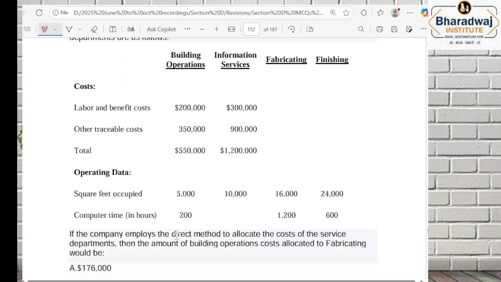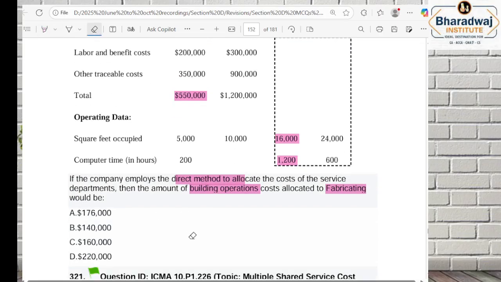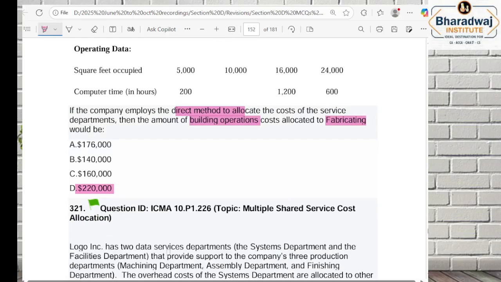320. Direct method allocated to cost service department. What amount of building operation cost allocated to fabrication? It's a simple one. Try one. 16/40. 5,50,000 into 16/40. 2,20,000.